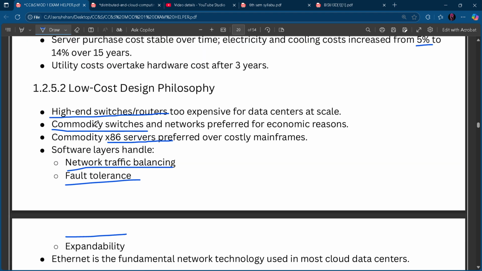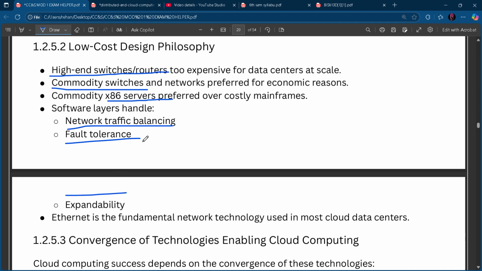Then low cost design. What you have to do, instead of high end switches and routers, you have to use commodity switches, and you have to use commodity x86 servers instead of high-end servers, because they are easy to replace and low cost. Then the software layer handles network traffic balancing, fault tolerance, and expandability. See here, high-end switches and routers are too expensive for data centers at scale. That's why you are using commodity switches.